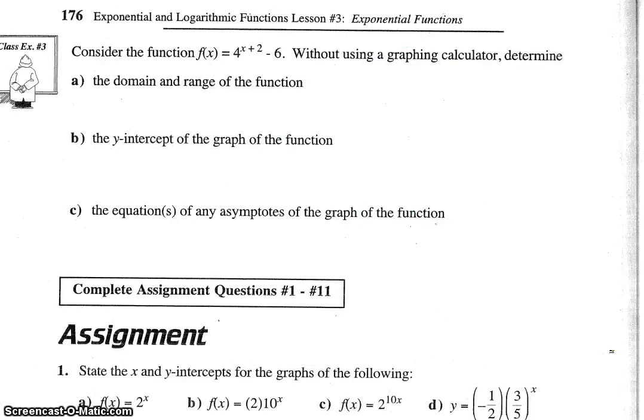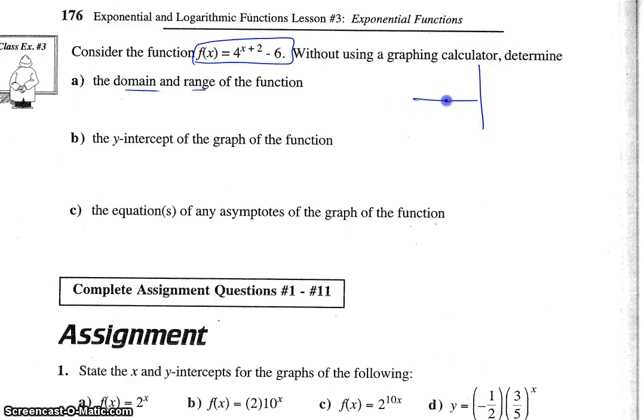Okay, so consider the function f of x equals 4 to the x plus 2 minus 6. Without using the graphing calculator, determine the domain and the range of the function. So why are they making you do this? Because you'll have a calculator. It's because on the diploma or possibly a unit test, instead of having the 2 and the 6 as numbers, they could be variables, and then you wouldn't be able to use your graphing calculator. So you have to know how to do it.